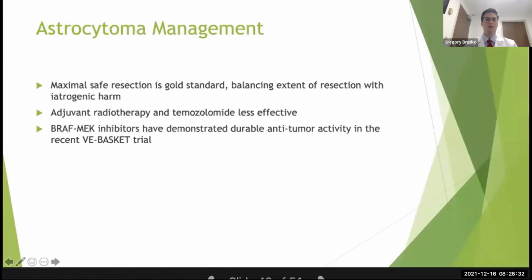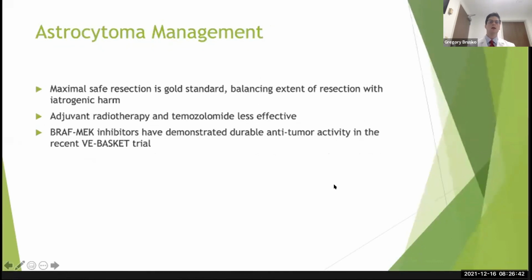Maximal safe resection tends to be the gold standard, balancing, however, the extent of resection with causing iatrogenic harm, as these tumors tend to be more infiltrative lesions. And so it's a bit harder to get a gross total resection when the tumor is involved within the intramedullary compartment itself, or within the spinal cord itself.